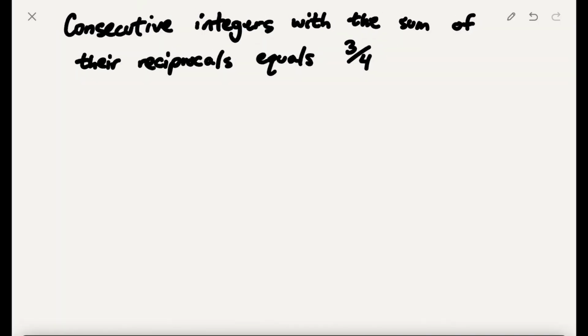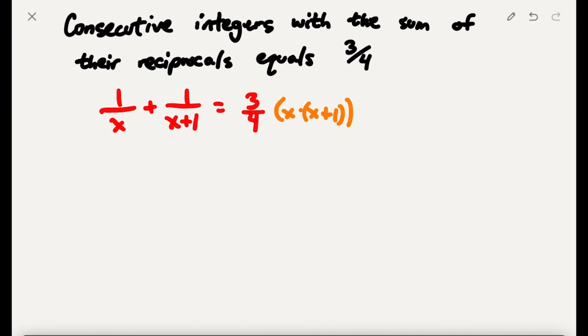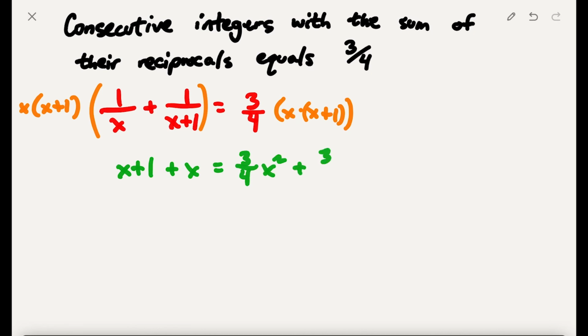All right, the next one, this problem is similar to the last one we just did, only this time it's consecutive integers with the sum of their reciprocals equaling 3/4. So this time it's going to be 1 over x plus 1 over x plus 1 being equal to 3 over 4. Okay. Same rules apply though. I'm going to multiply both sides by the denominator, so x and x plus 1. Do the same thing over here, so multiply it by x and x plus 1. And you're going to be left with x plus 1 plus x is equal to 3/4 x squared plus 3/4 x.